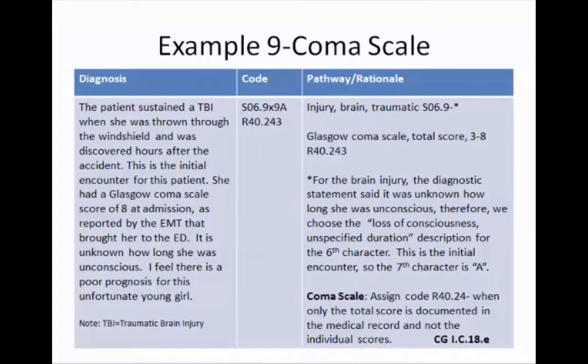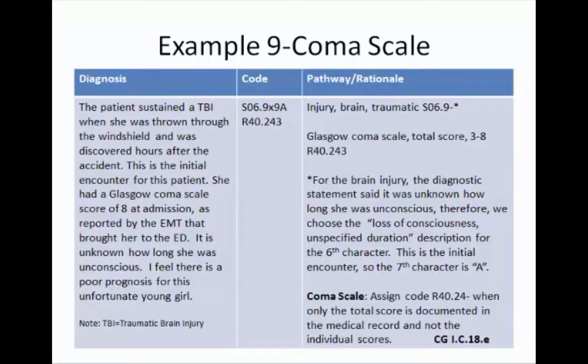So in this case, the patient sustained a traumatic brain injury when she was thrown through the windshield and was discovered hours after the accident. This is the initial encounter for this patient. She had a Glasgow Coma Scale score of 8 at admission as reported by the EMT that brought her to the ED. It is unknown how long she was unconscious. I feel there is a poor prognosis for this unfortunate young girl.